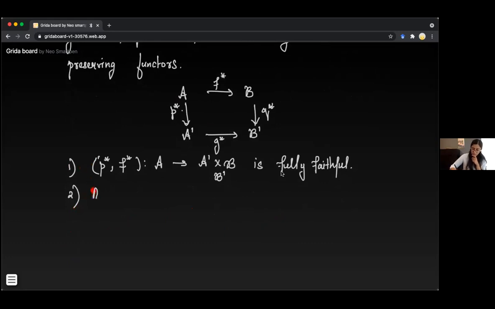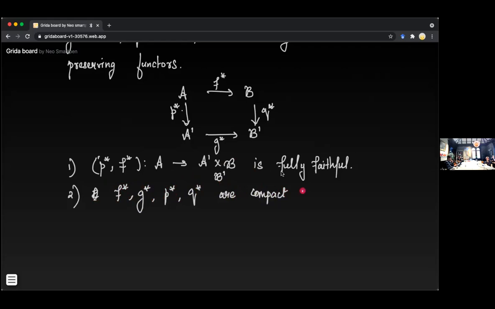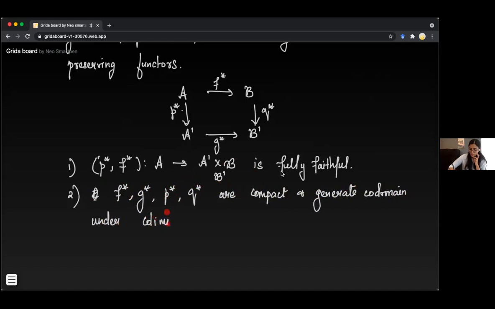And all our functors should be compact and generate their codomain under colimits. So all F upper star, G upper star, P, Q are all compact. Because we are working with compactly generated categories, this just means that these functors preserve compact objects, and generate the codomain under colimits. So in the case of rings, these two properties together correspond to being Milnor.